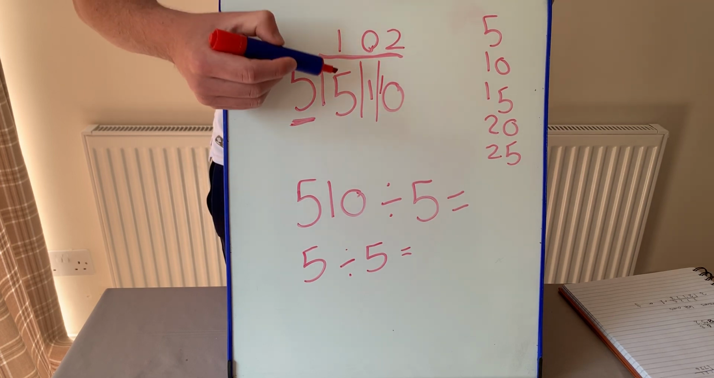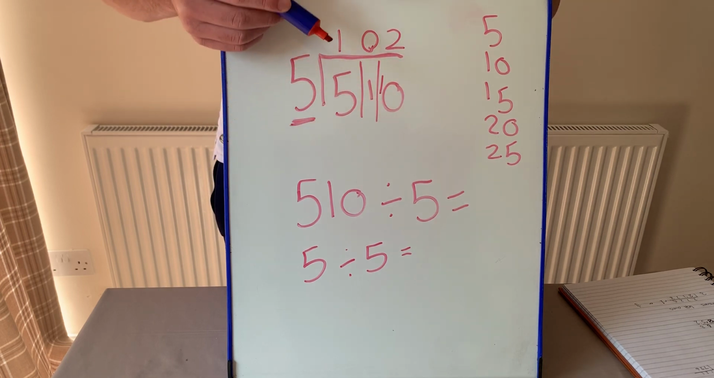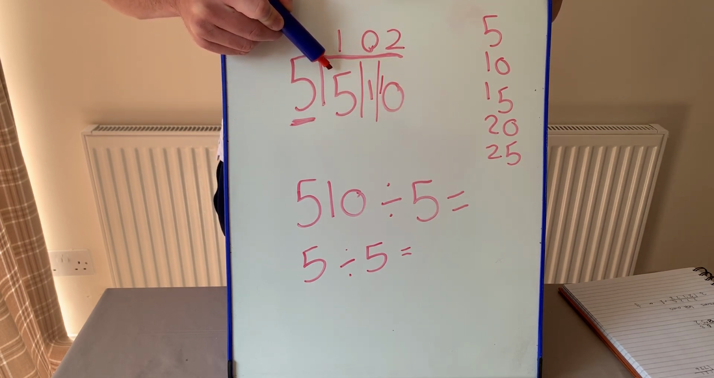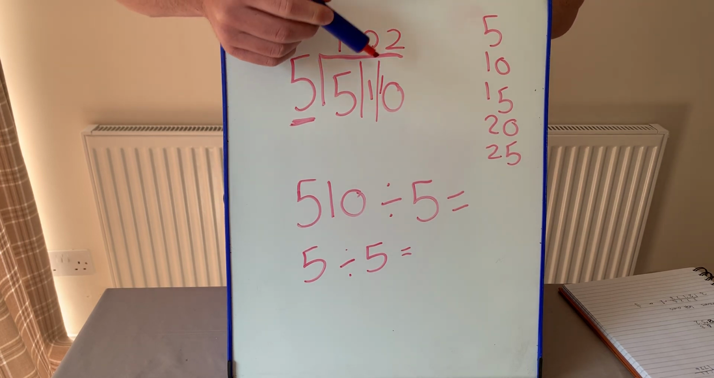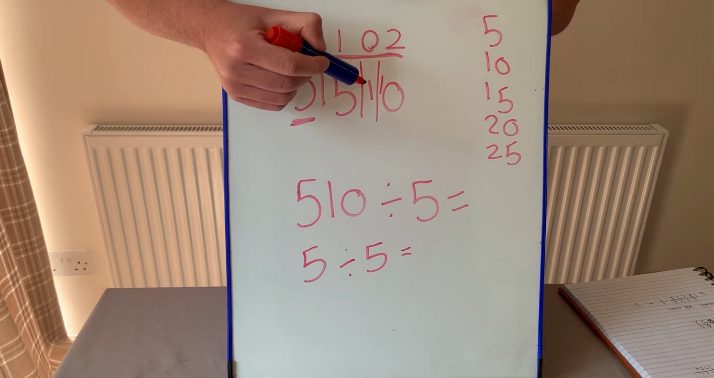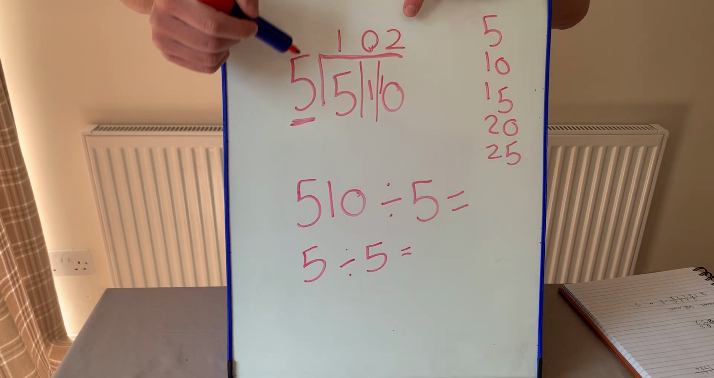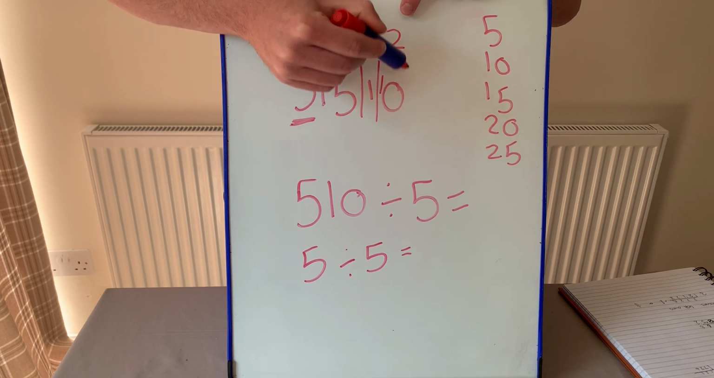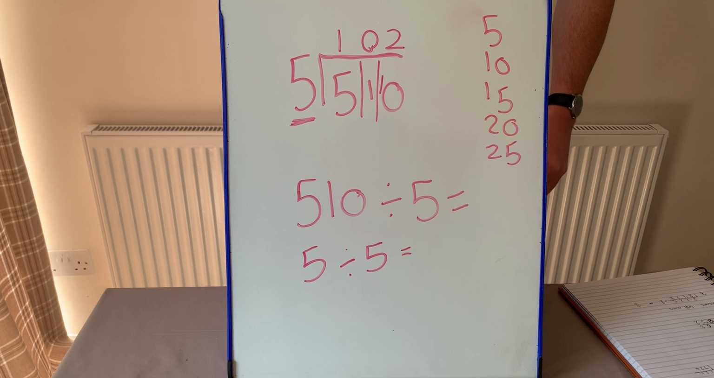Okay, so what I've done is I've seen how many 5s I can get into 500, and I can get 100 5s into 500. I've seen how many 5s I can get into 110. Now I can't get any 5s into that 110 on its own. So what I've had to do is move it into the ones so that I can say how many 5s can I get into 10 ones, and I can get 2 lots of 5.